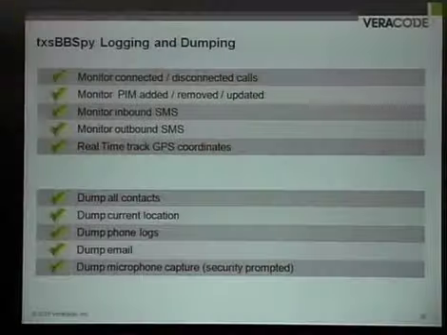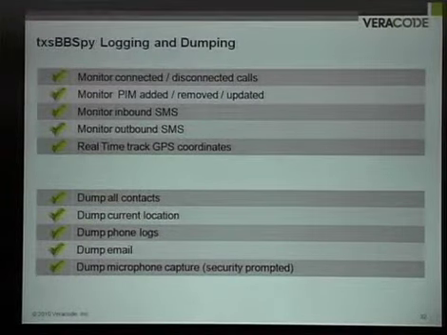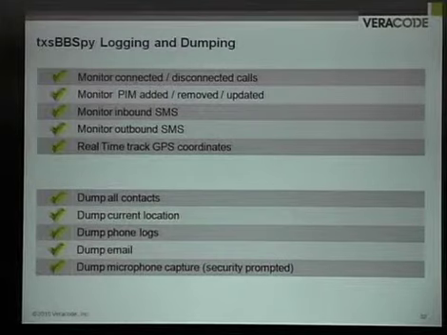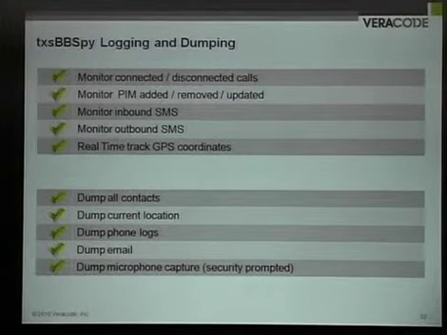So what do I mean by fully functional? What does my application do? It monitors connected, disconnected calls in real time. It can exfiltrate your contacts, your email, your GPS location, your phone logs, can turn on the microphone and capture data through the microphone and send that out as an AMR file. It can monitor a bunch of this in real time and have the data sent off the device, and it can monitor it as single point in time dumps of whatever the contact list currently is.